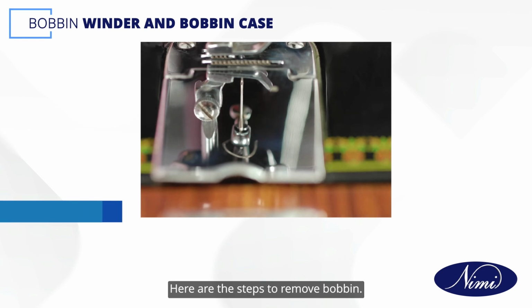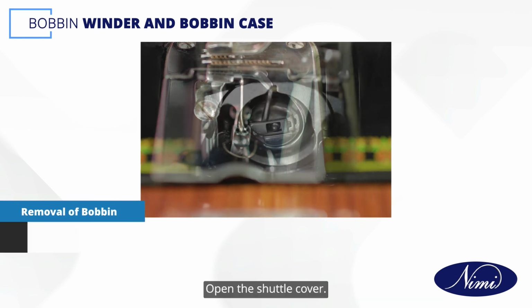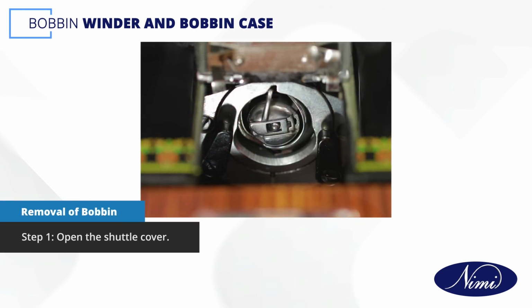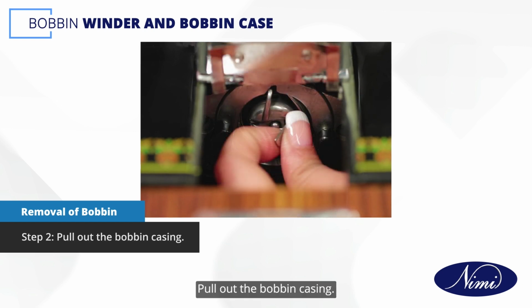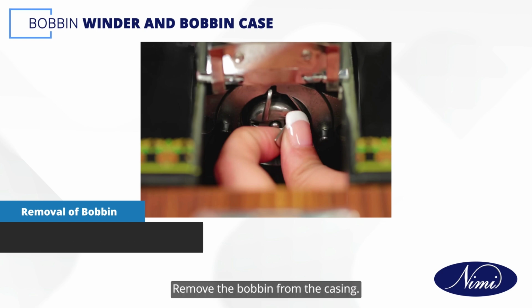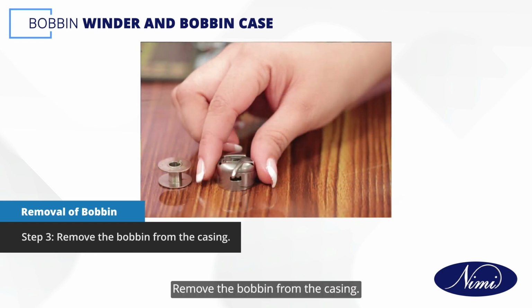Here are the steps to remove bobbin. Open the shuttle cover. Pull out the bobbin casing. Remove the bobbin from the casing.